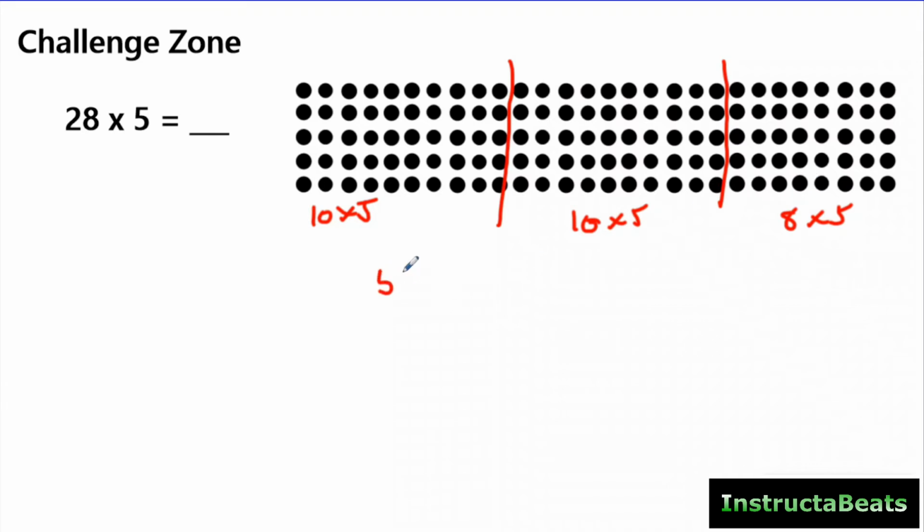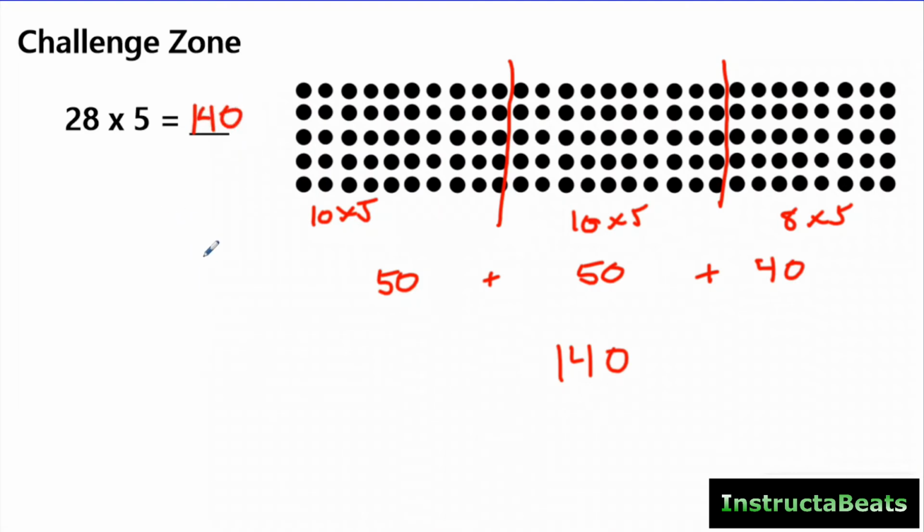Now I know 10 times 5 is 50. Okay, so that section has 50 in it. This section again has 50 in it, and then 8 times 5 is 40. But now I need to bring it back together to find my total of the array, or my product. So this would be 140. So if I do 28 groups of 5, or 28 times 5, my product would be 140.